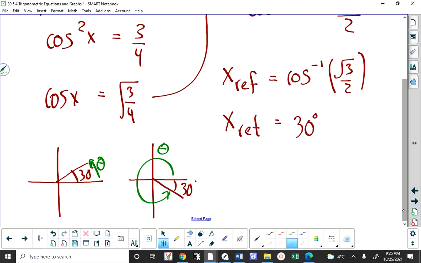And by the way, those of you that had a similar question on your exam, I had one different version that had sine squared instead of cos squared. So your reference angle would have been 60 degrees. You would have had 60 and 300. But you get the idea here?